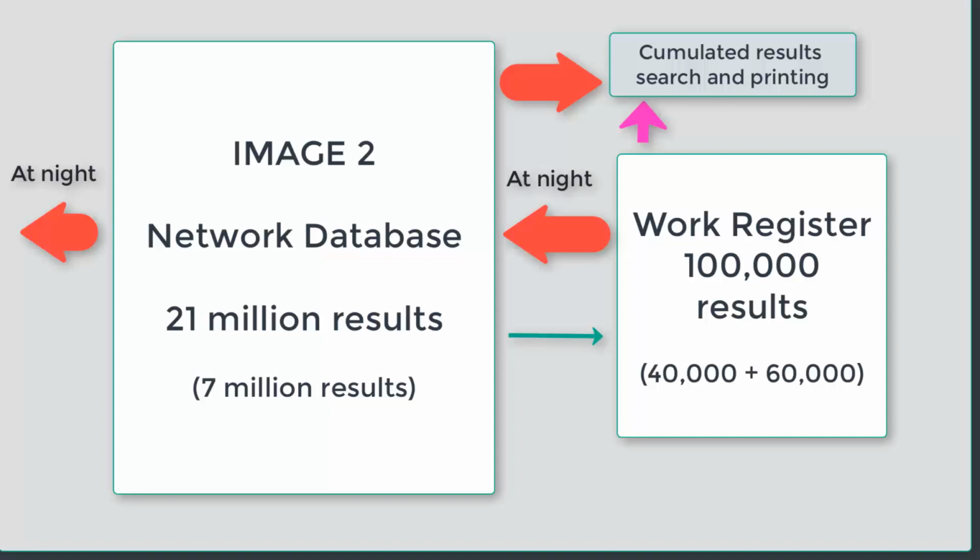The database contained around 7 million results. It was later expanded to 21 million results. The two registers were integrated in the sense that data could be transferred from the work register to the database and from the database to the work register. When doing person-related searching and cumulative results printing, data was retrieved from both registers.